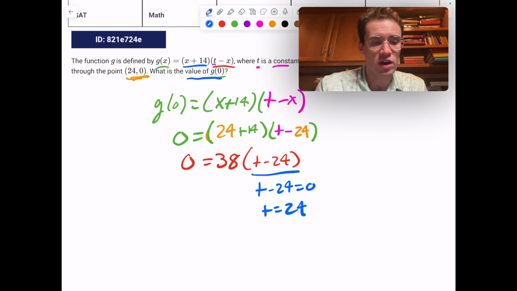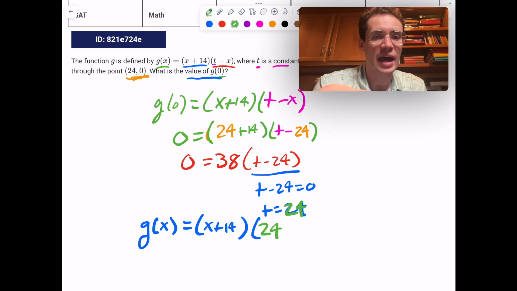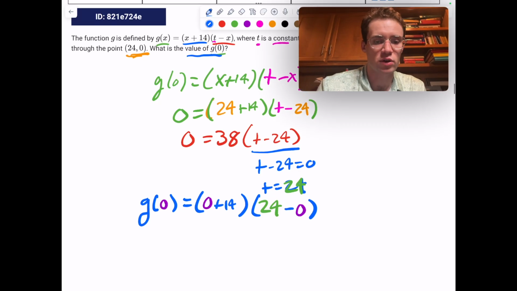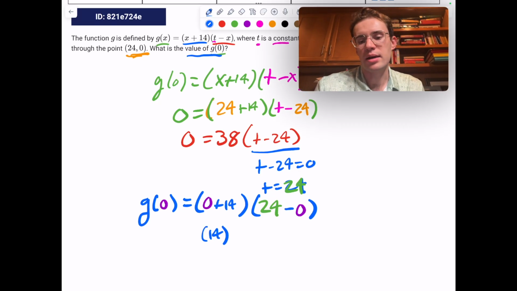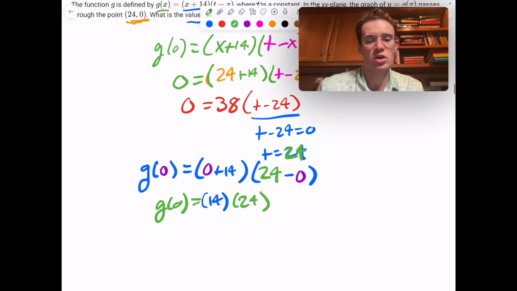So we'll take that g function, so g of x is equal to the quantity x plus 14 times the quantity, instead of t minus x, let's put in our value of t, 24 minus x. And now we can just plug in 0 for x, so g of 0 is equal to the quantity 0 plus 14 times the quantity 24 minus 0. 0 plus 14 is 14. So you get 14 times 24 minus 0 is 24. So 14 times 24 will be what we're looking for, g of 0.